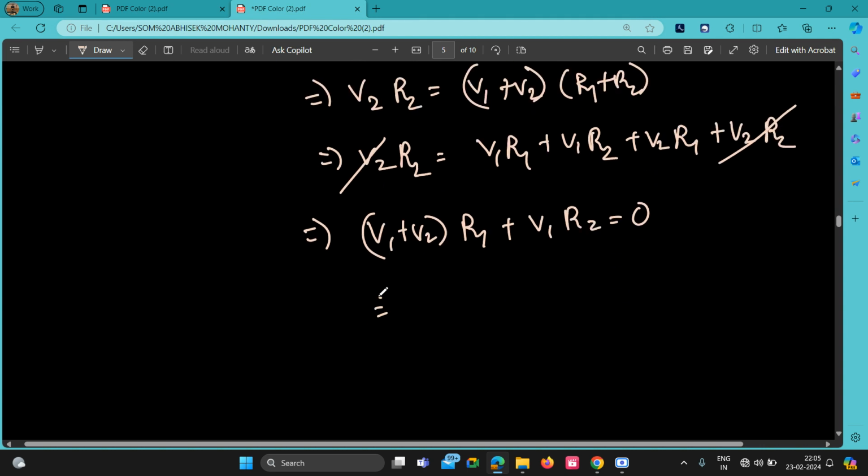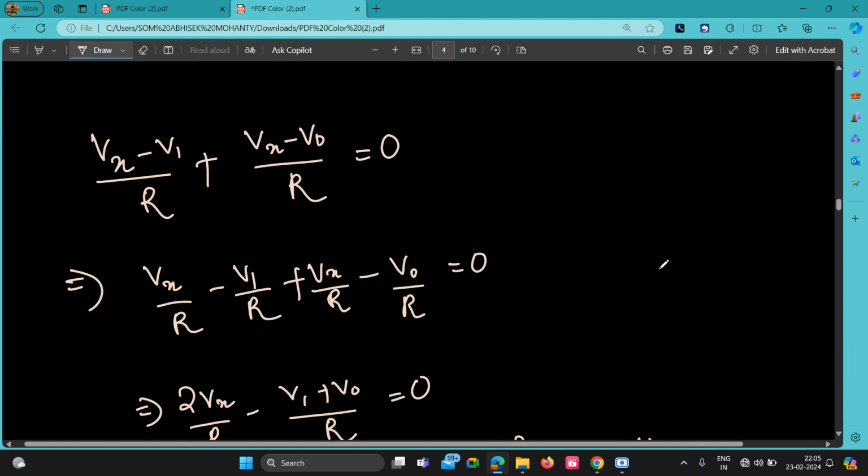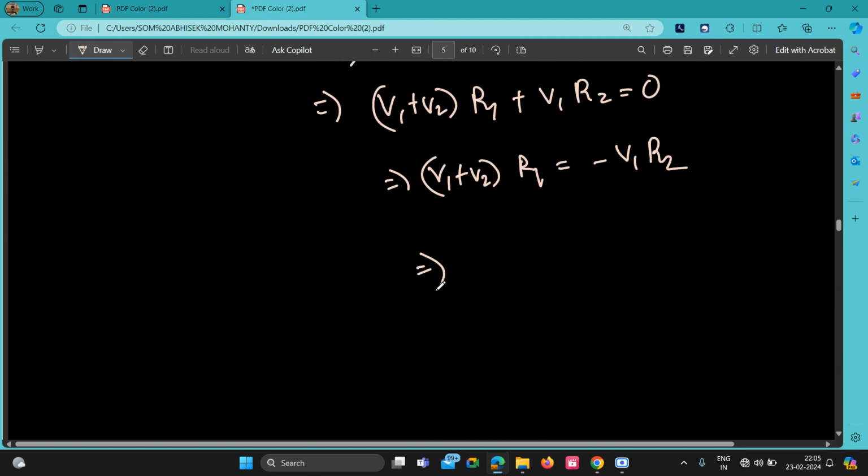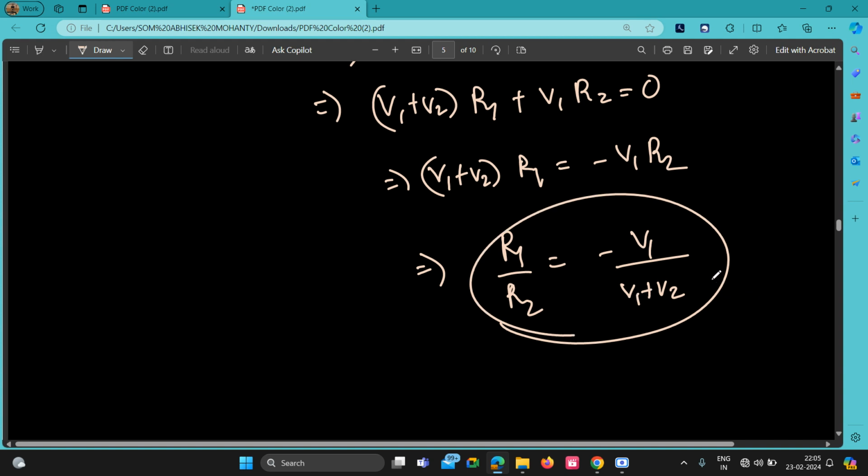I will take that side V1 plus V2. Please try to do this yourself. Minus V1 R2. So our question is, what is R1 by R2? We can find it from here. Take R2 to this side. R1 by R2 is equal to minus V1 by V1 plus V2. Is it correct? Is it all right? Okay, so this is the answer.